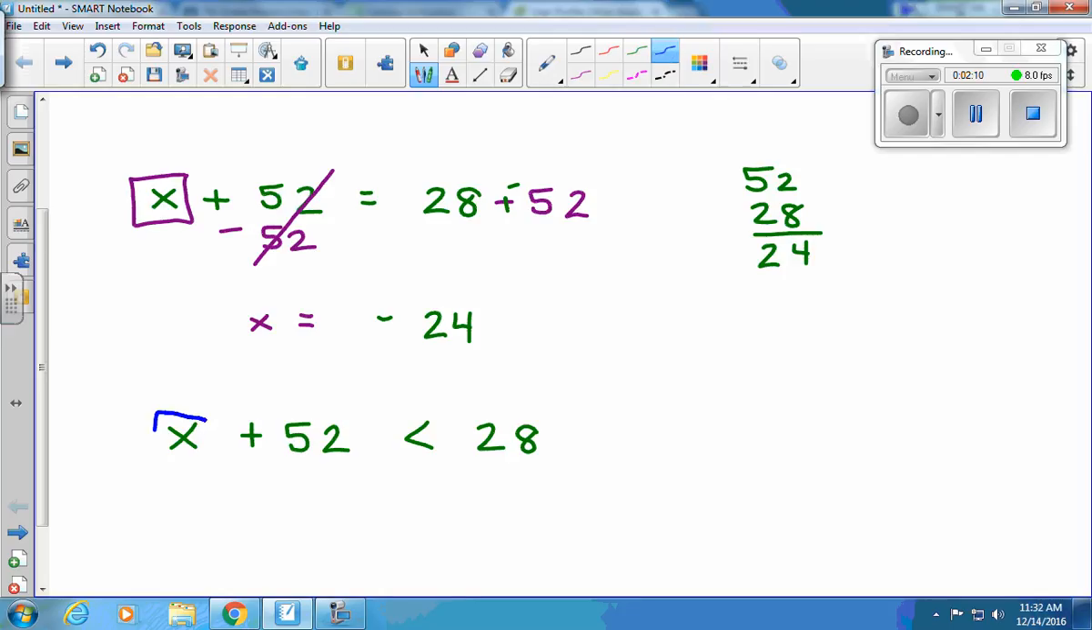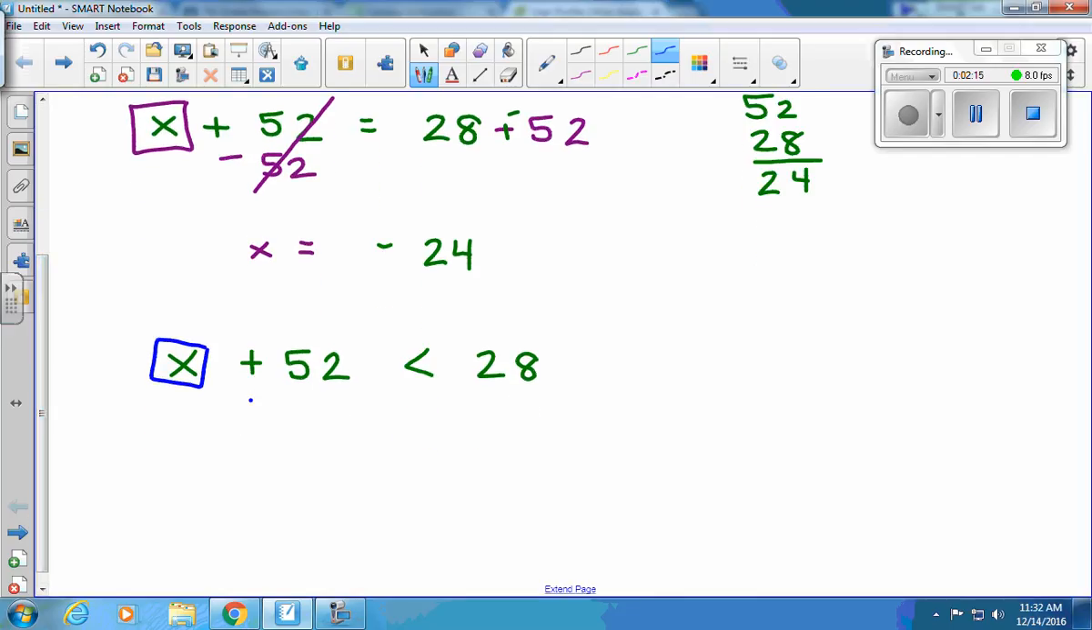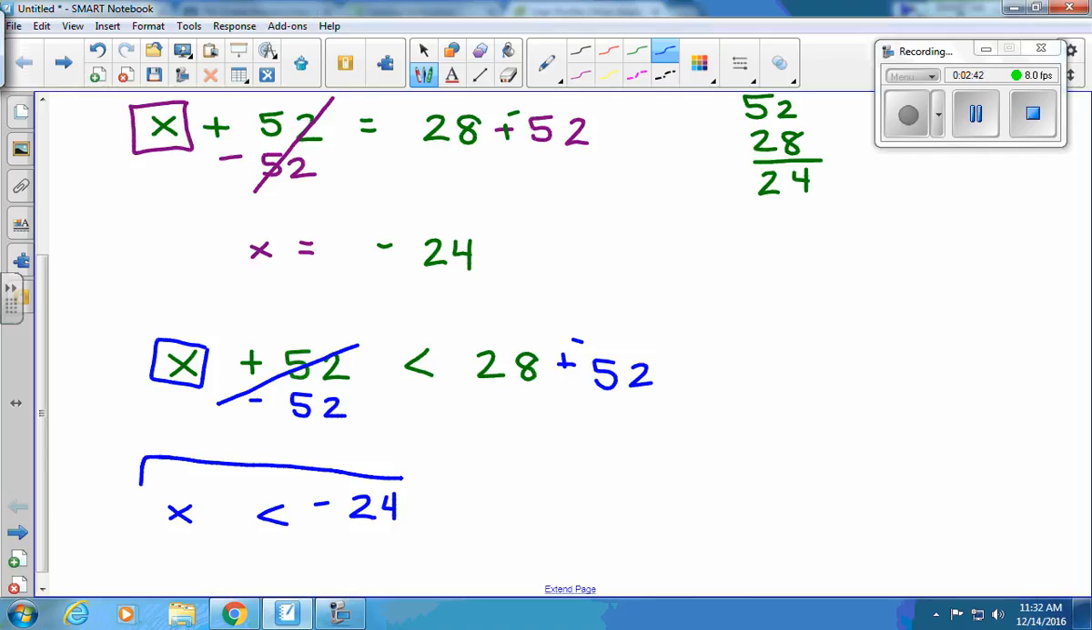So as I'm doing this inequality, I want to do the exact same thing that I did with the equation. How do I get rid of a positive 52, Matt? Yeah, minus 52, negative. Minus 52. So this is going to cancel out. I have my x. Instead of having an equal sign, what do I bring down? The less than sign. Perfect. We know we add the opposite. We already did the work up there, so we know it's negative 24, right? So this is your answer. It's no different than equations, except I'm putting an inequality sign instead of an equal sign.